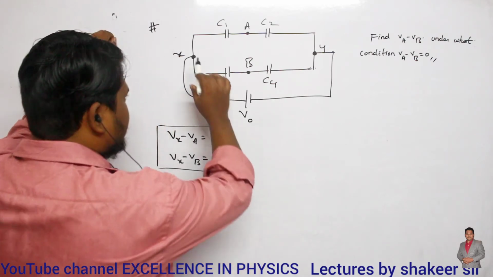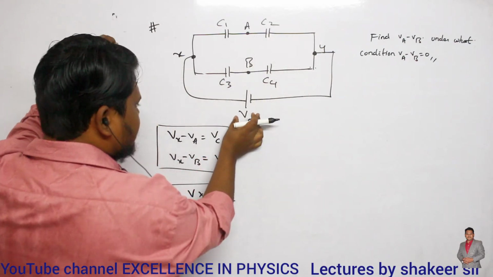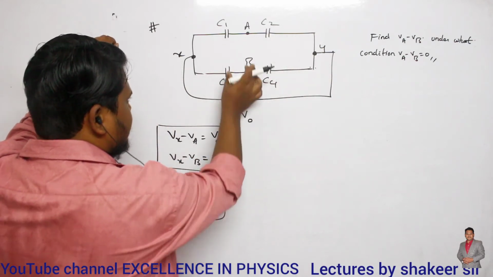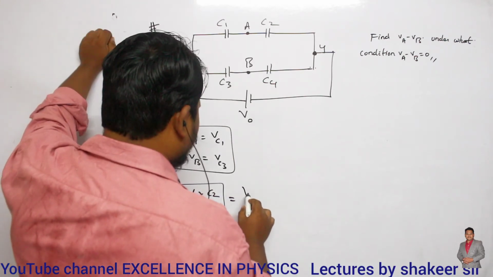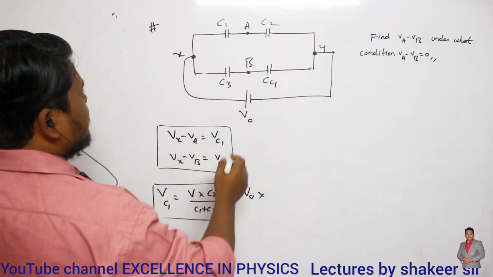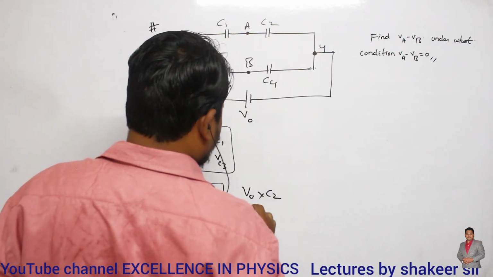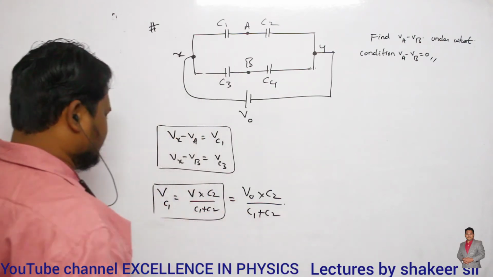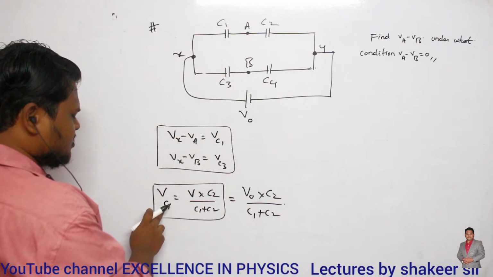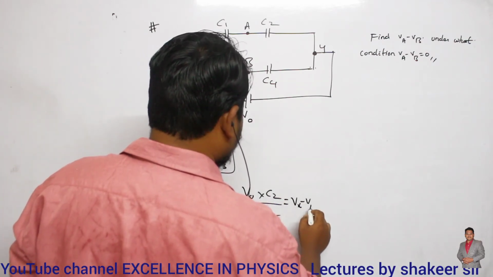So what is the total potential difference across this branch? Across this total branch, the potential difference is nothing but V0, because this branch and this branch are connected in parallel. So V0 into C2, here if this is C1, this is my C2, so into C2 divided by C1 plus C2. Clear? So this is the potential difference across capacitor C1, which is also called Vx minus Va.